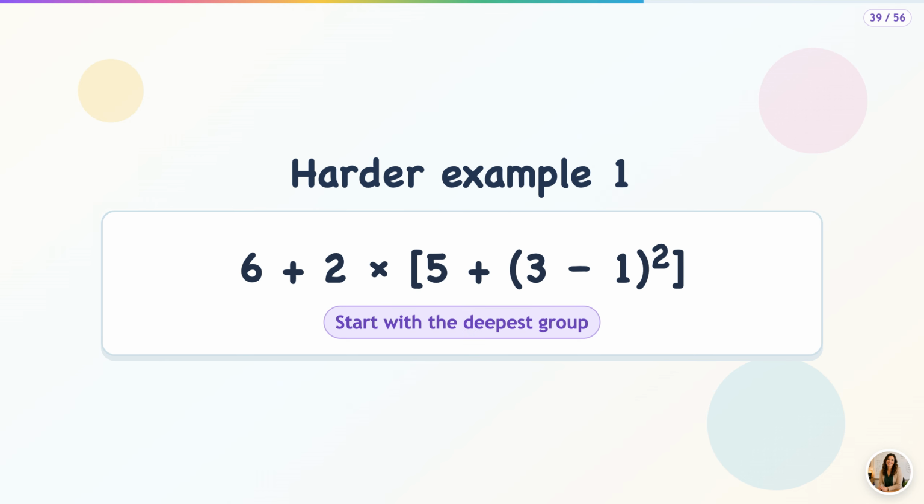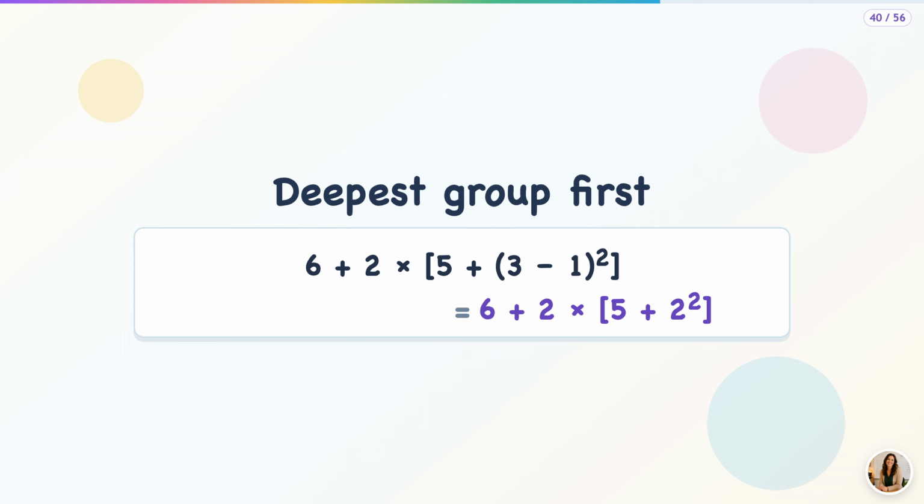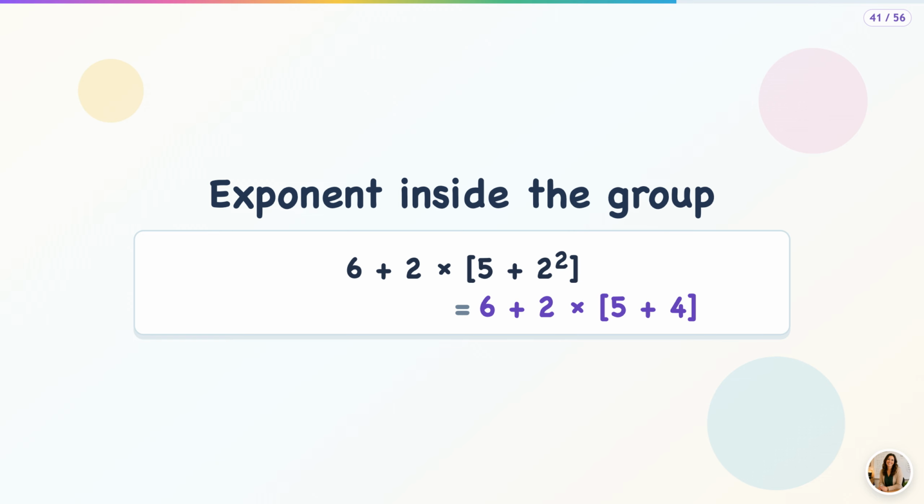Here is a harder expression with a group inside another group. Keep using the same method. Start with the deepest group, then follow the remaining levels one step at a time. The deepest group is 3 minus 1. That equals 2. Replace only those parentheses, while the exponent and the outer square brackets remain. Inside the outer group, 2 squared comes next. 2 squared equals 4. The outer group now contains 5 plus 4.